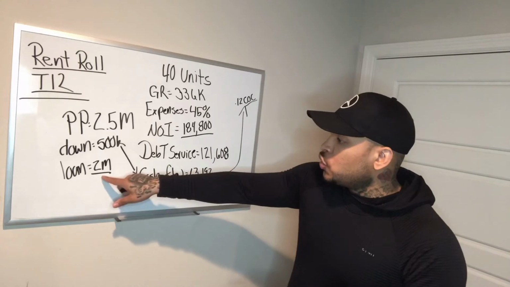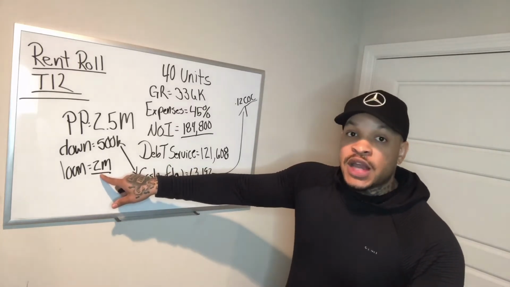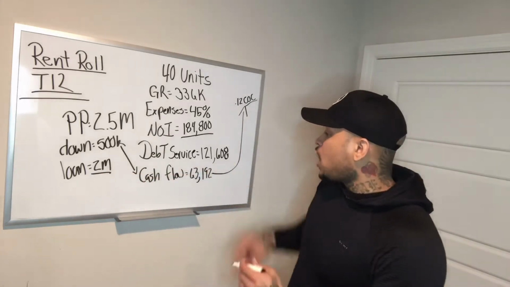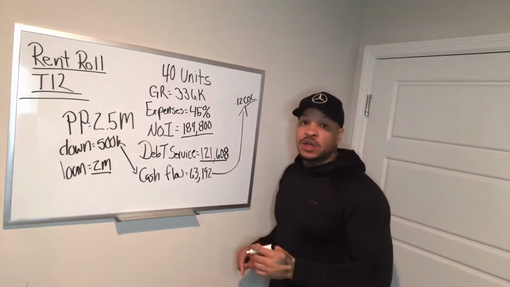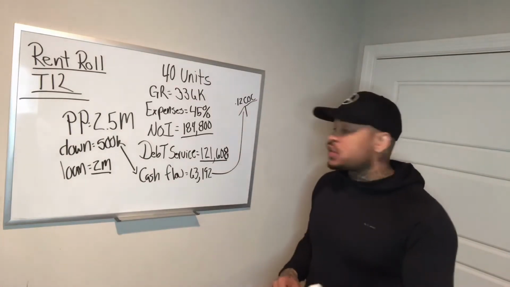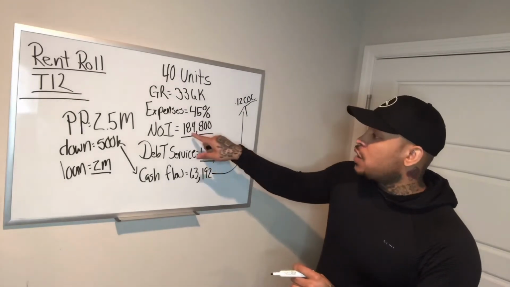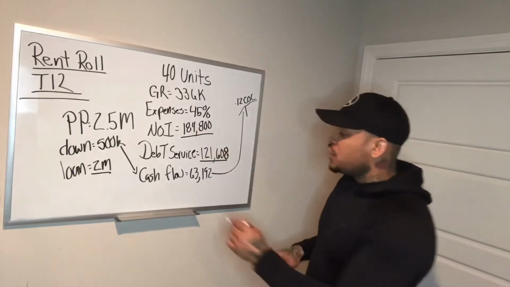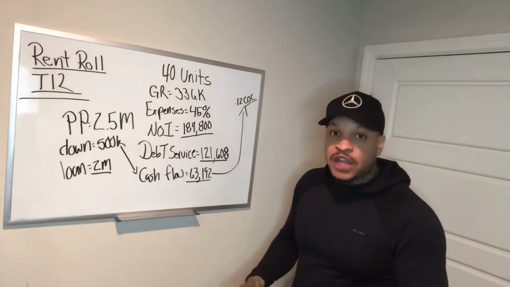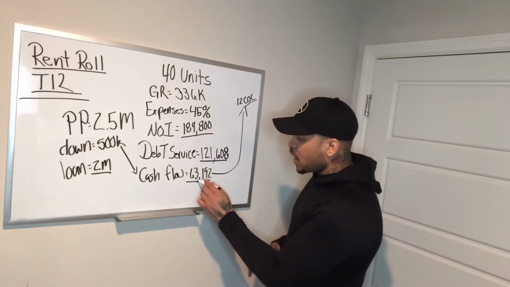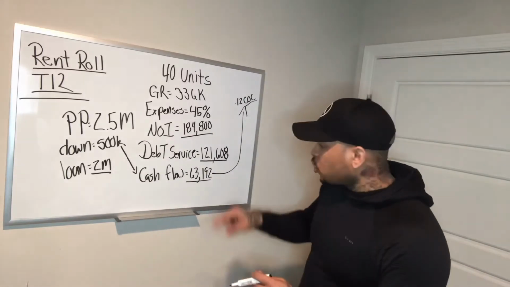So let's say $2 million, and if you do a 4.5% interest rate with debt and interest, you're looking at about $121,608 in debt service. So that's what you'll be looking at in debt service. Now, you take the debt service and you minus that from the $184,800, that leaves you a cash flow. This is what your bottom dollar will be. Cash flow will be $63,192 in cash flow. So that's your bottom dollar.